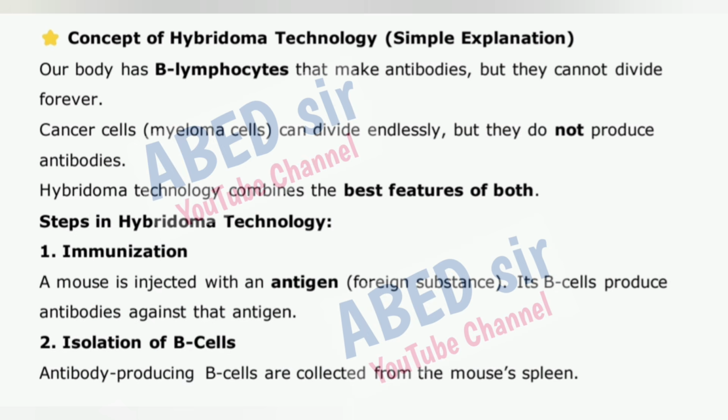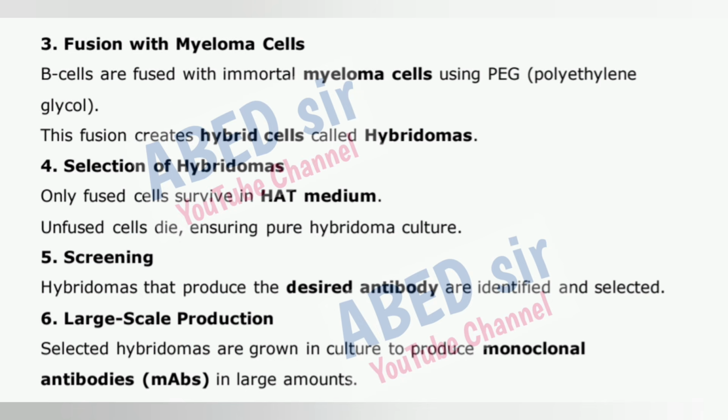Steps in hybridoma technology. 1. Immunization. A mouse is injected with an antigen, a foreign substance. Its B cells produce antibodies against that antigen. 2. Isolation of B cells. Antibody-producing B cells are collected from the mouse's spleen. 3. Fusion with myeloma cells. B cells are fused with immortal myeloma cells using PEG, polyethylene glycol. This fusion creates hybrid cells called hybridomas.